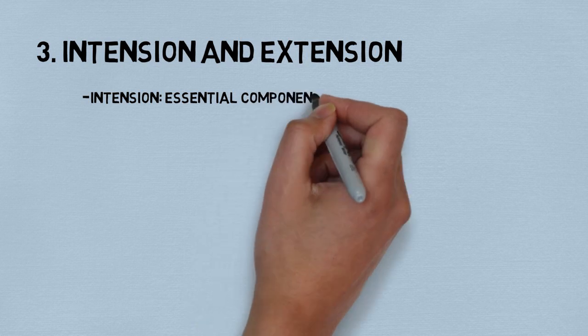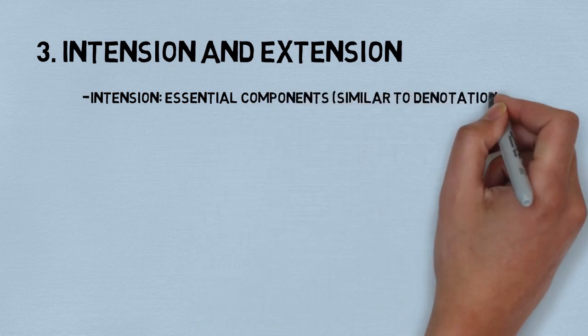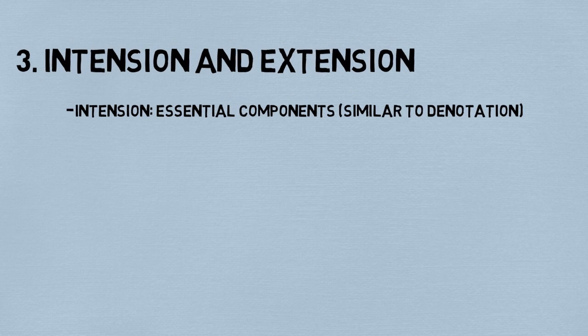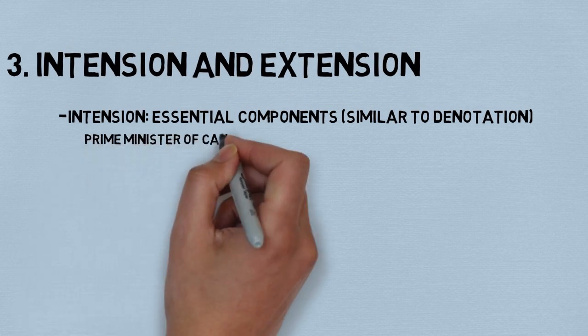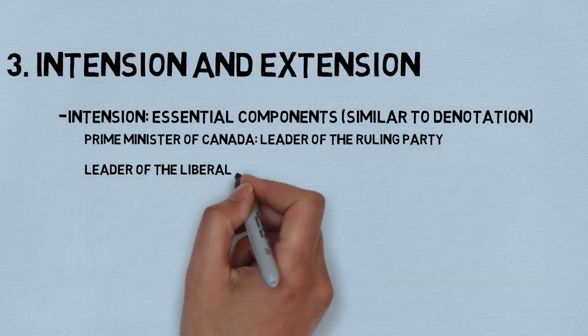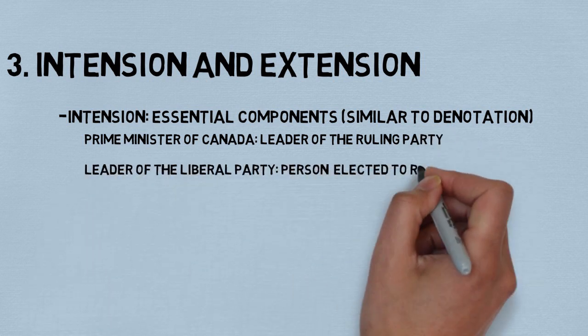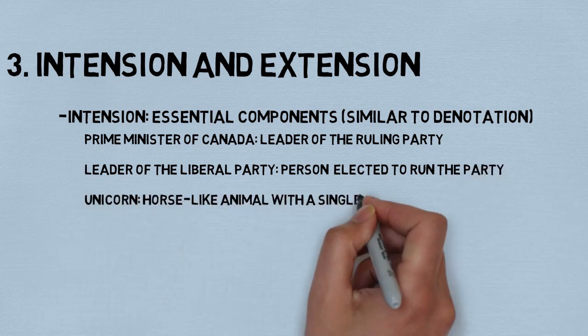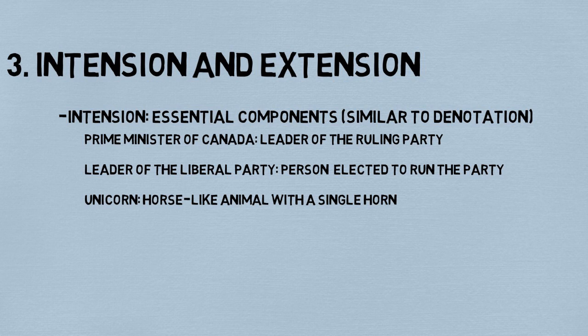In linguistics, a word's intension is its essential components. This is similar or often identical to its denotation. The phrase Prime Minister of Canada has an intension of the leader of Canada's ruling party. These are the essential components of the phrase. Likewise, the intension of the leader of the Liberal Party of Canada is the person elected to run that party. And the intension of unicorn is horse-like animal with a single horn.